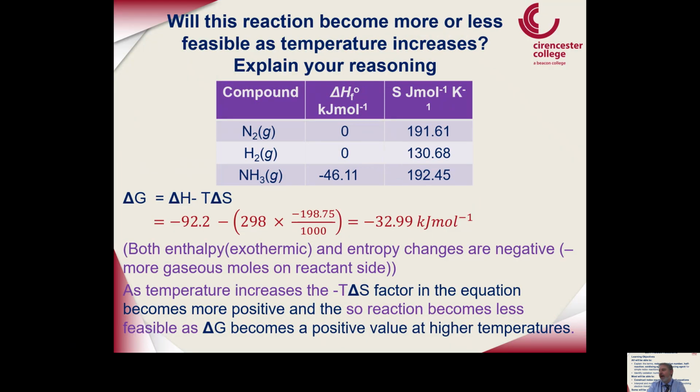So here is the working out of that. And this is showing that both the enthalpy and the reaction is exothermic and the entropy changes are negative. Then there is going to be a temperature point at which this reaction happens, and a temperature point below which the reaction doesn't happen. It becomes more feasible as delta G is negative, and less feasible as delta G becomes positive. And delta G is going to become positive at higher temperature values.